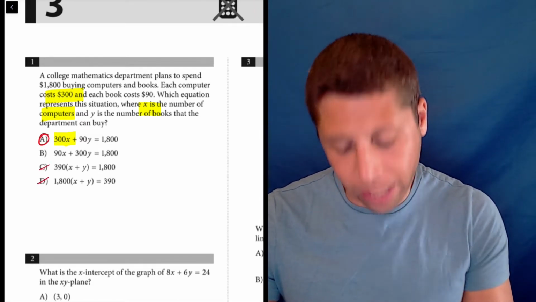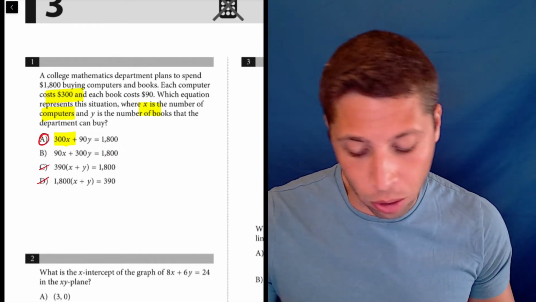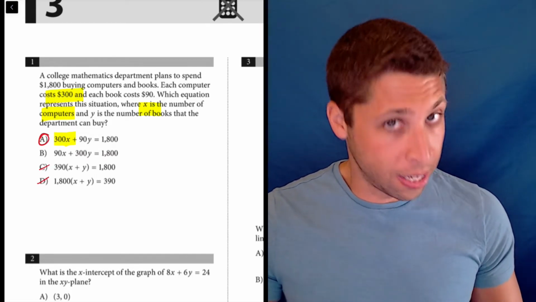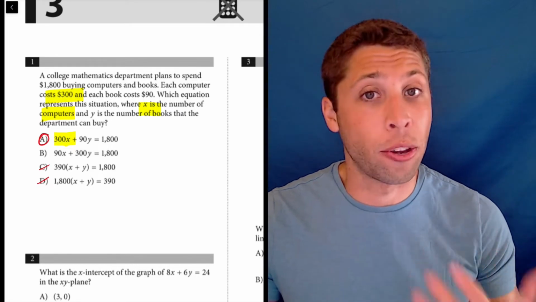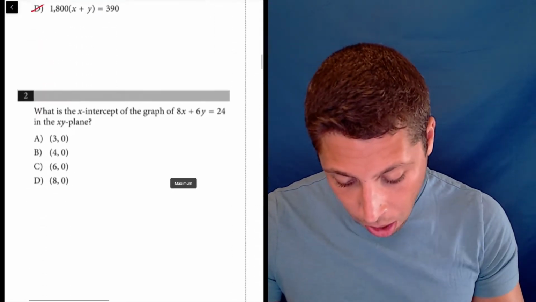I don't know what's going on in C and D. This is just not how it would ever go. And then B is just flipping the X and the Y. That is a very common issue with the SAT tests: can you read and identify the right variable with the right rate? So yeah, definitely A.